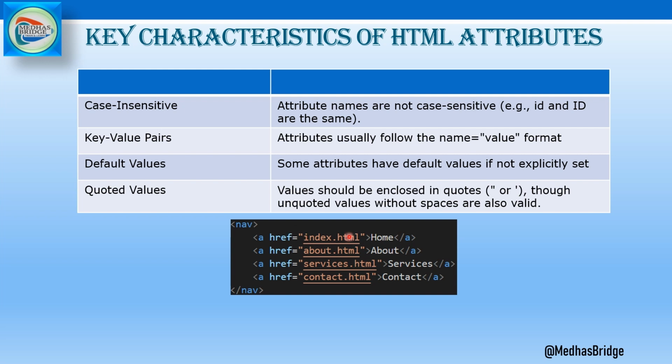Values should be enclosed in either single quotes or double quotes, right? Unquoted values without spaces are also valid. If you have spaces, then it's better to use double quotes. So these are the 4 key characteristics of HTML attributes: case insensitive, key value pair, default value, and quoted value.